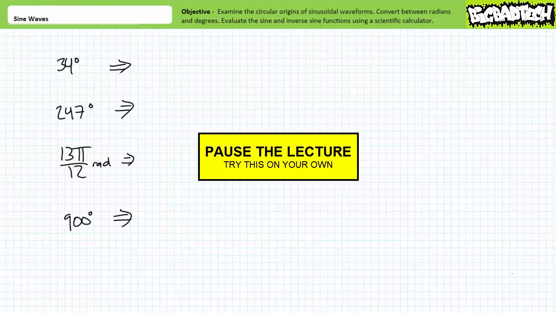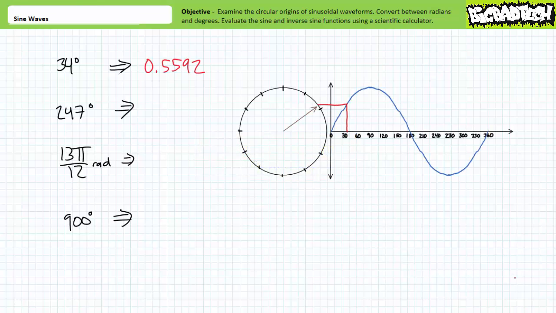Pay attention to example problem 3. Don't walk into this easy trap. If you're tracking, you should have obtained the following values. The sine of 34 degrees is approximately 0.5592. 34 degrees on the circle and the sine function would be right about here.